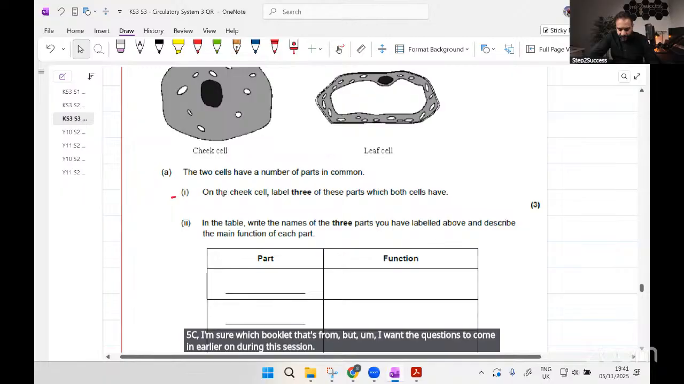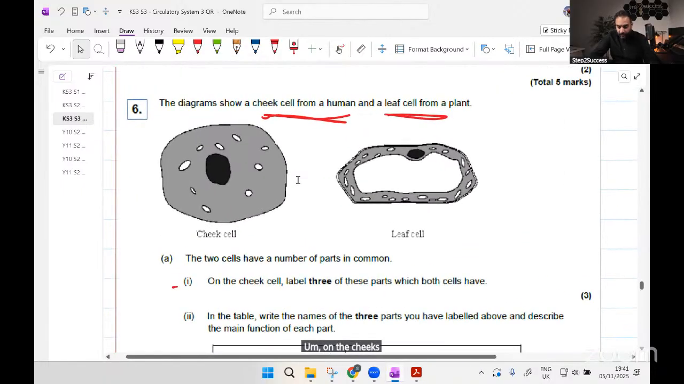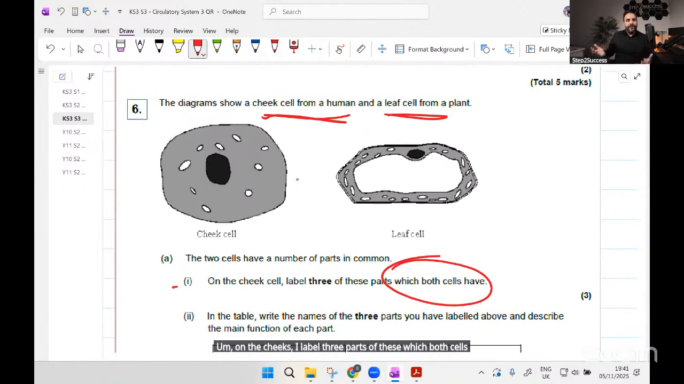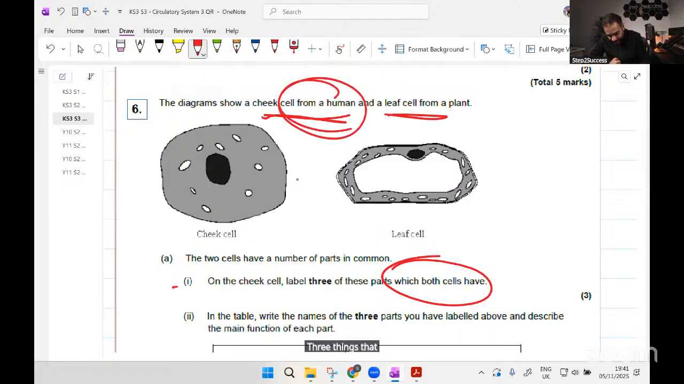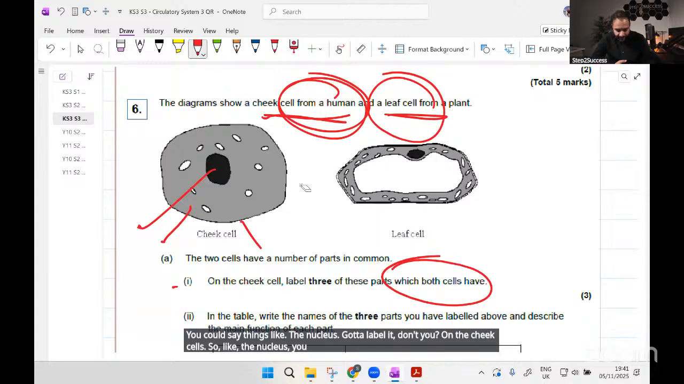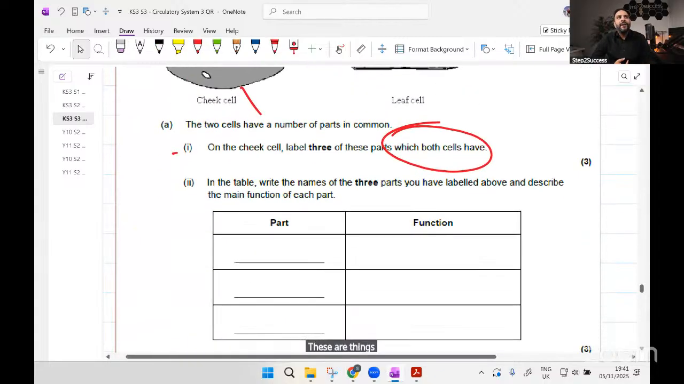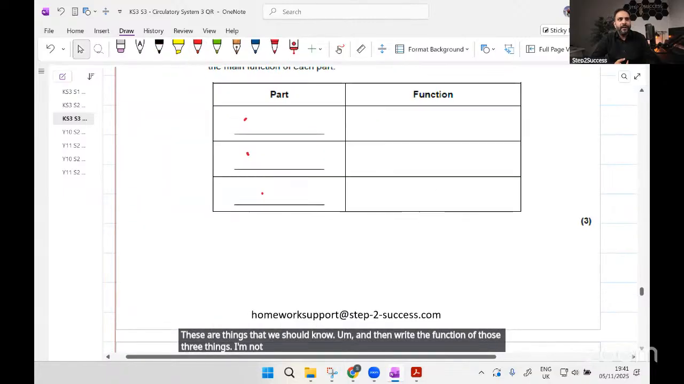On the cheek cell, label three parts which both cells have, and we should know this from cells. Three things that both animal cells and plant cells have. You could say things like the nucleus. You've got to label it, don't you? On the cheek cell. So like the nucleus, you could say the cytoplasm, you could say the cell membrane. These are things that we should know. And then write the function of those three things. I'm not going to help you with that.